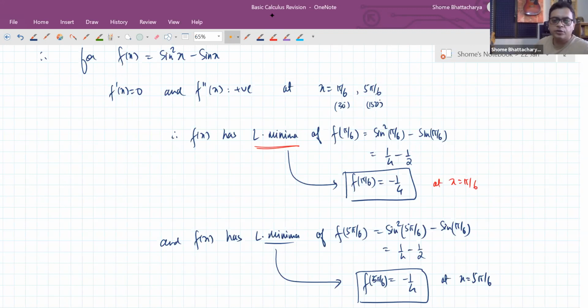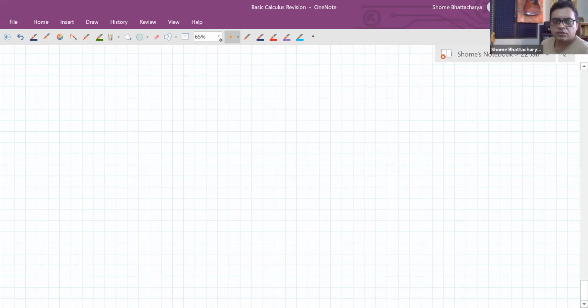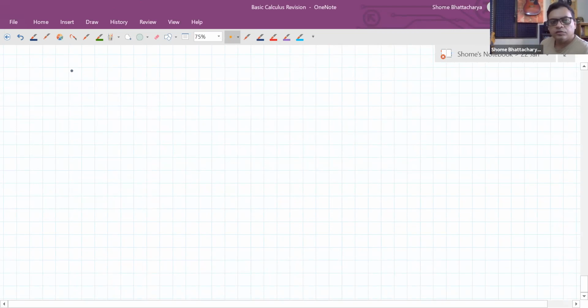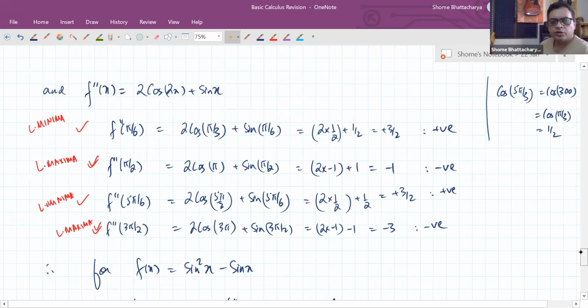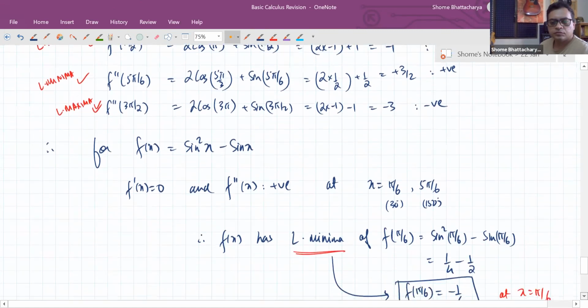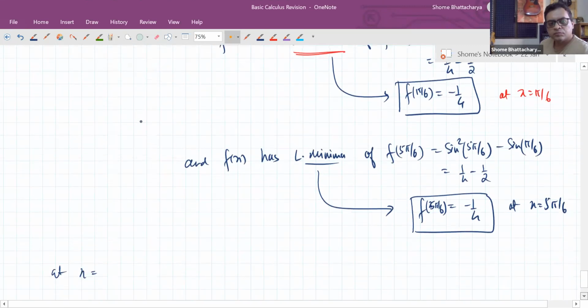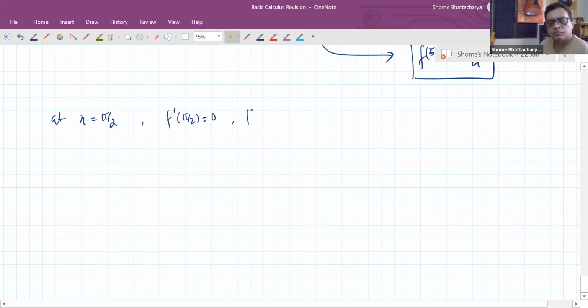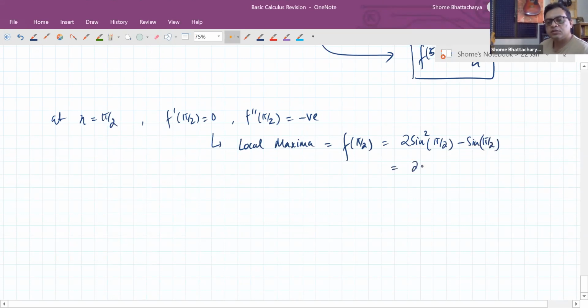Thereafter we will look at the other two turning points, and we'll see that those points are where we have the local maximas, and we'll calculate them. So as I said, now if we investigate the other 2 points, the 2 points where we are getting local maxima are pi by 2 and 3 pi by 2. So there is a local maxima equal to the value of the function at pi by 2. That is 2 sine square pi by 2 minus sine pi by 2. So that, as you can see, is 1.